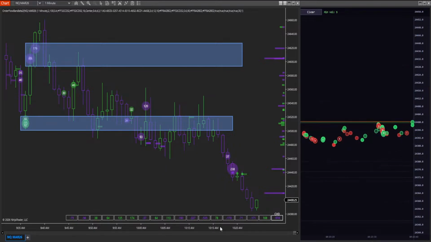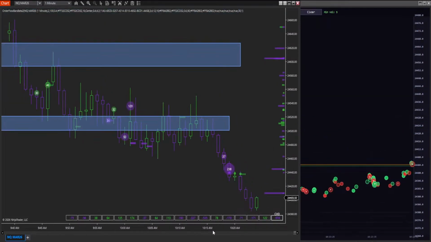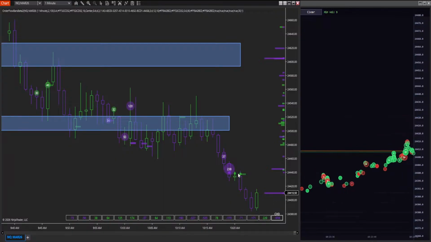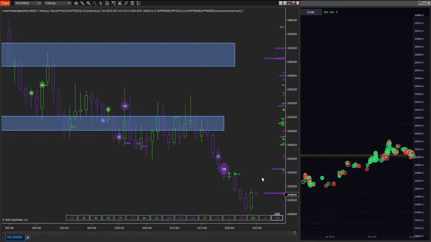Like right now, I would be selling half and moving my stop. Maybe sell some and try to get a runner, because we could just come right back up. We could bounce off of here and then come back down.